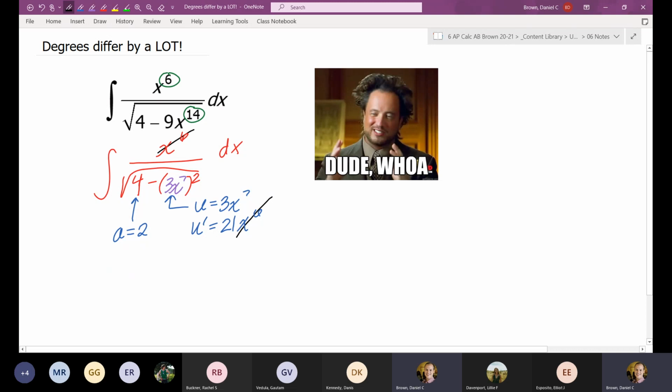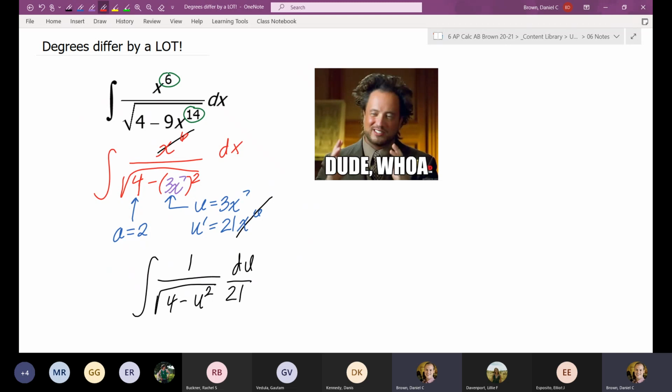Many of you could probably get by without showing this next step. I'm going to show it so we can see it. I have the integral. So the x to the 6th is canceled, so I have 1 over the square root of 4 minus u squared du over what's left with the u prime. Now it is very obviously an arcsine problem. So this x to the 6th is canceled.